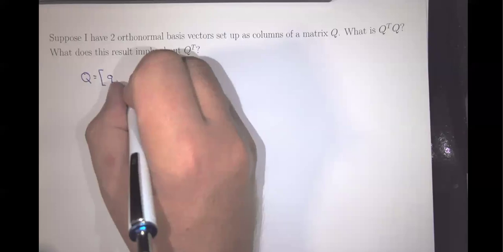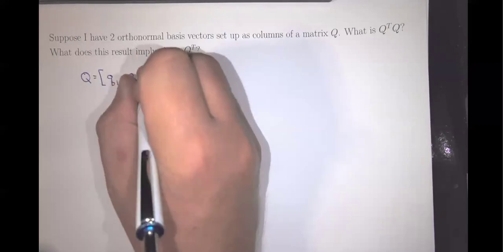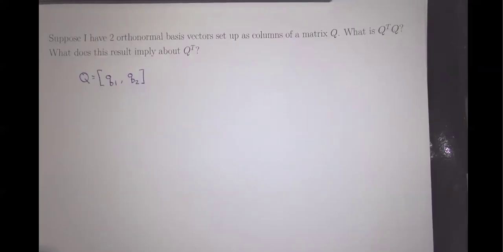Okay, so let's start by taking a matrix Q. And Q consists of two column vectors that are orthonormal. So Q has a column vector Q1 and another column vector Q2. Okay, now Q1 and Q2 are column vectors.